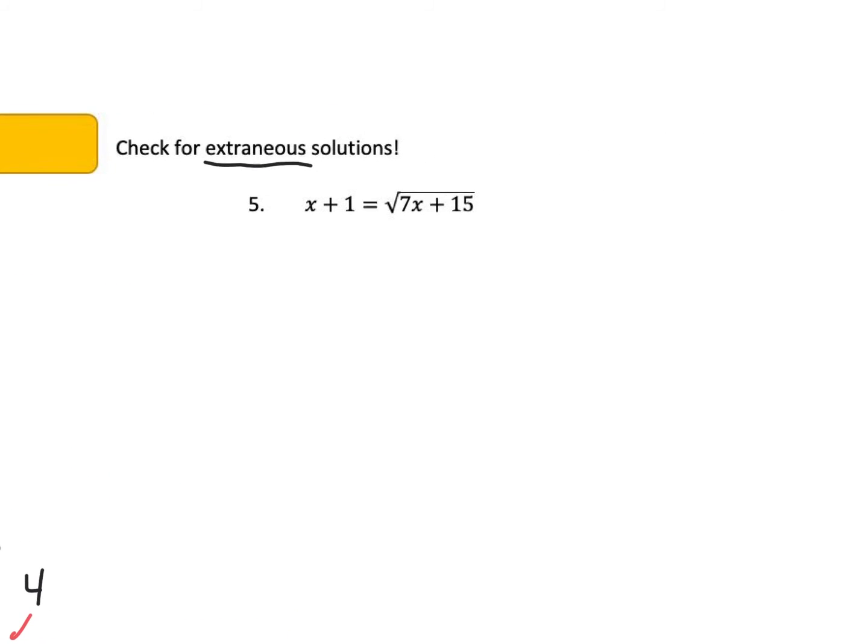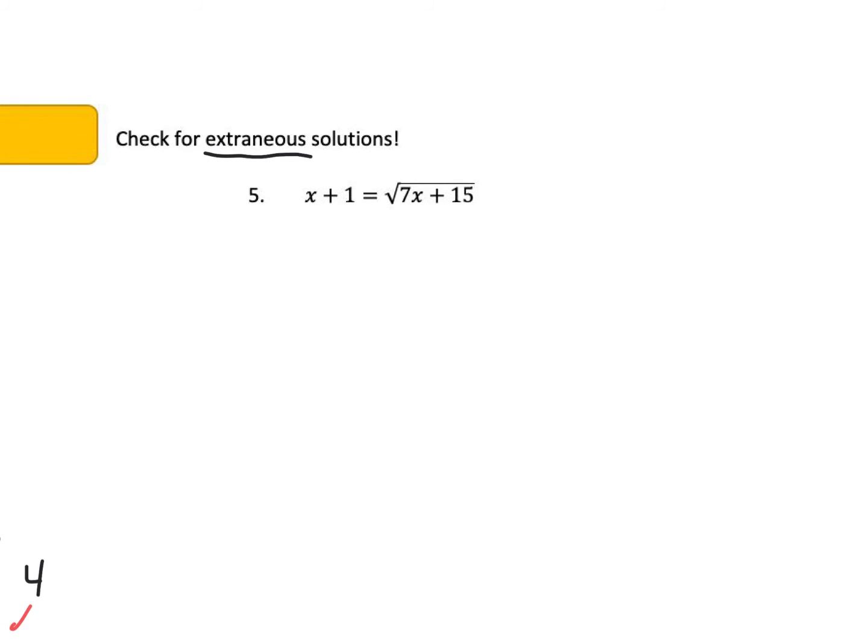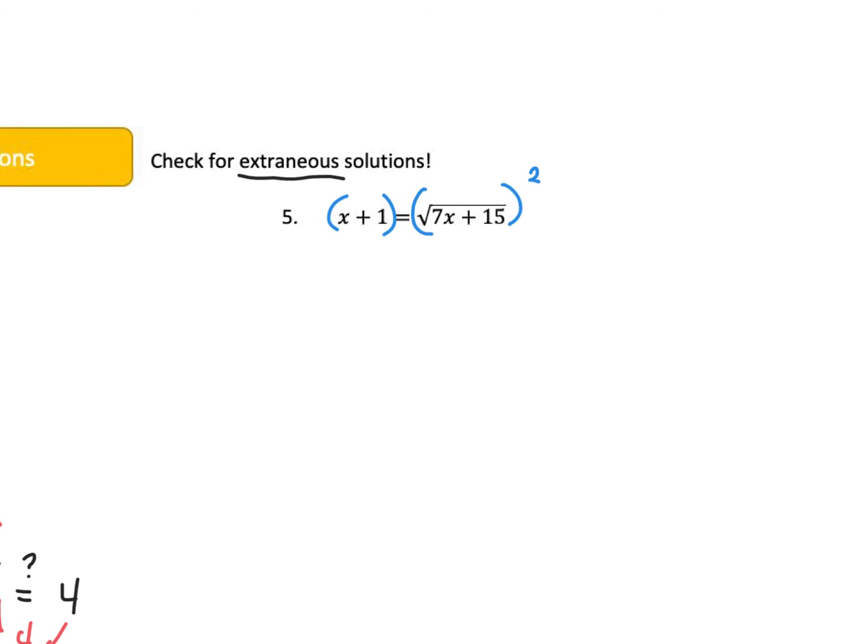All right, let's try 5. So 5 is a little different. This time I have variables on both sides, and I have a square root. So what am I going to do? Well, I've isolated my radicals, so I'm going to square both sides. And when I do, I get just 7x plus 15 on the right. But on the left, what I actually have is x plus 1 times x plus 1.